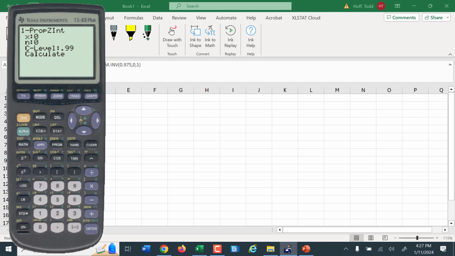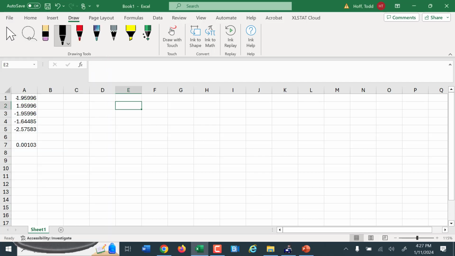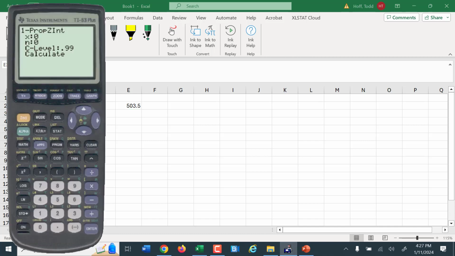Now X, we said 53%. We didn't give the number, so let's find that number. I'm just going to type it in here. 950 times 0.53. Now, if this is a decimal, we do have to round it off. So they got 503.5. The calculator will not accept a decimal, so I'm going to put in 504 out of 950. Level of confidence is going to be 0.95 for 95%, and we'll hit calculate.